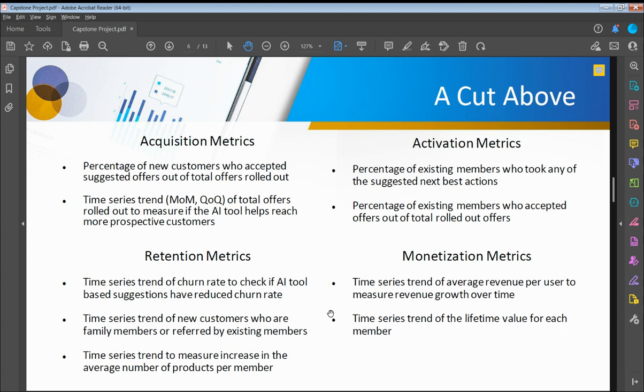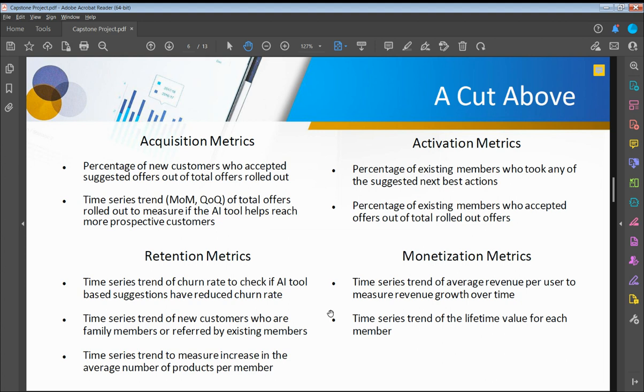The third item is retention metrics, and within this, what we are trying to measure is the repeat business that an existing member is doing with us, and whether they are able to bring in more members as well through referral too.